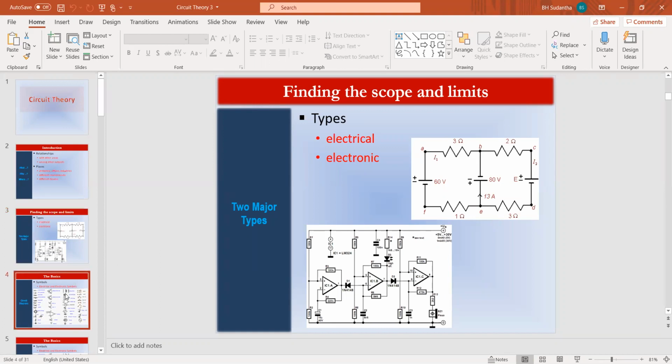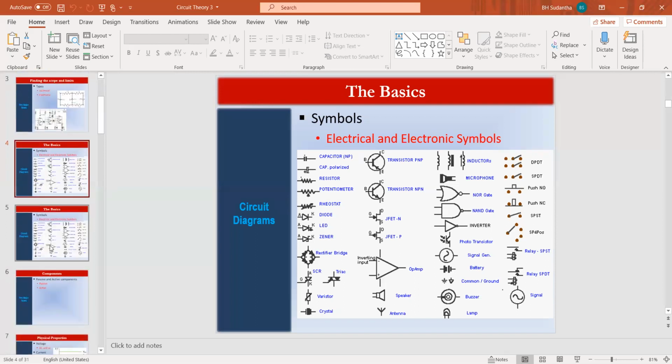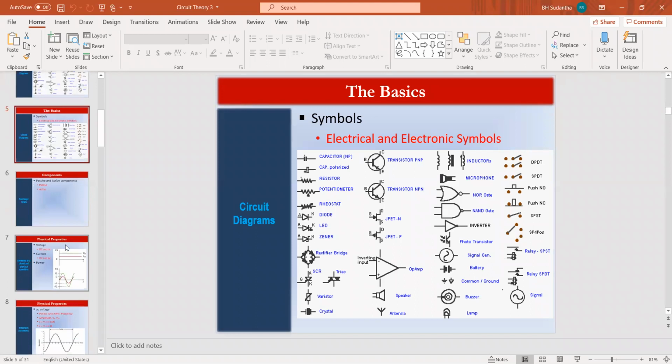Okay, with the next slide you can see these are the different symbols we are using to draw the circuits: resistors, capacitors, speaker, antenna, bulb, buzzer, and digital gates. You know all these things, and different types of switches, transistors, diodes. Like that, the different types of symbols are there. This is another set of symbols.